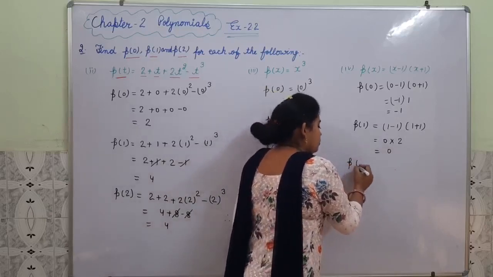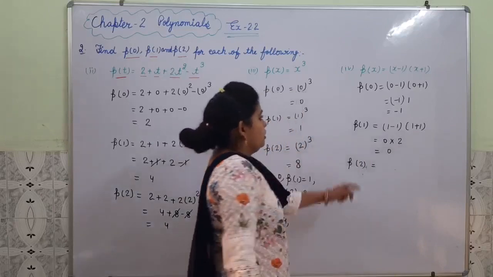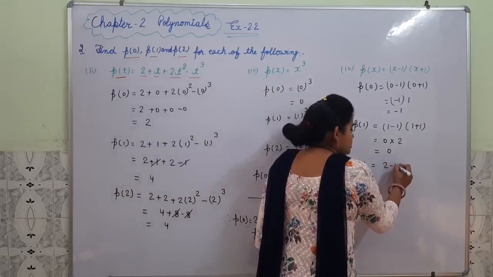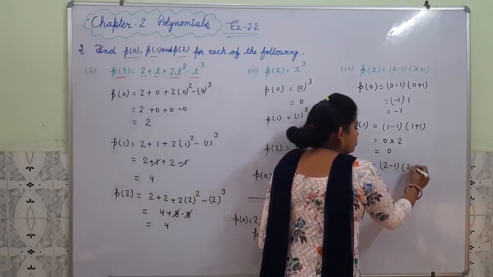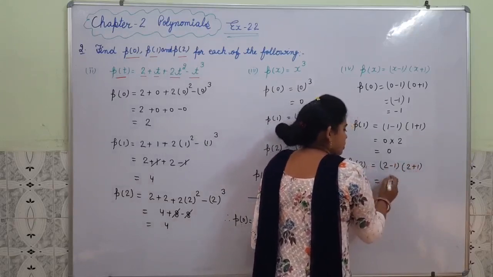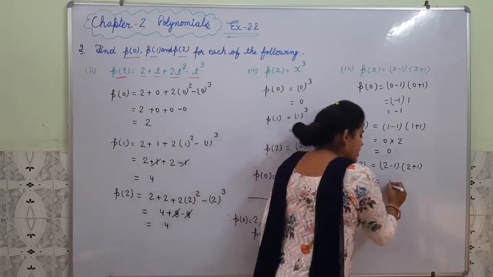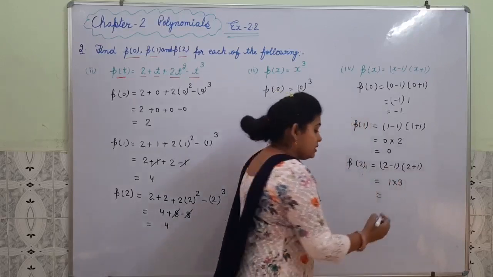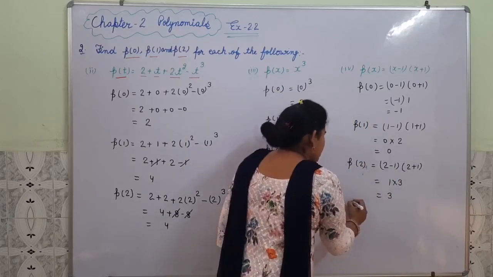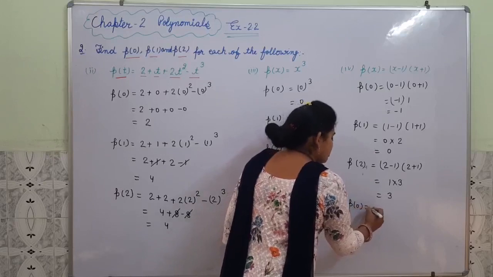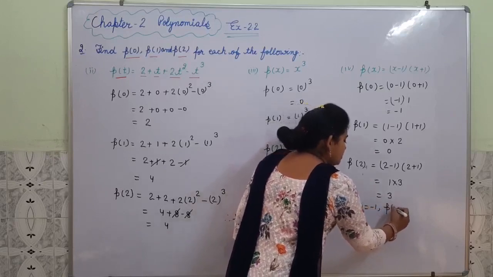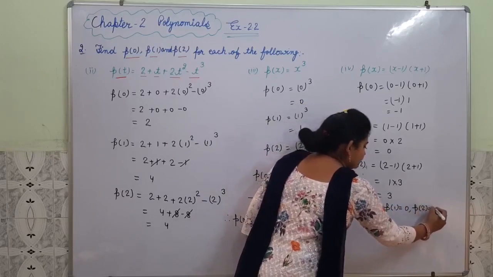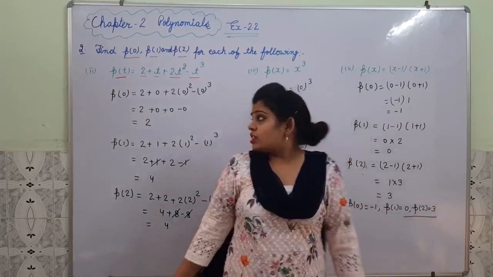Now P of 2 means we will replace x by 2. Here 2 minus 1 into 2 plus 1. 2 minus 1 is 1. 2 plus 1 is 3. And 3 multiplied by 1 is 3. So dear students, P of 0 is minus 1. P of 1 is 0. P of 2 is 3. This is the answer of this question.